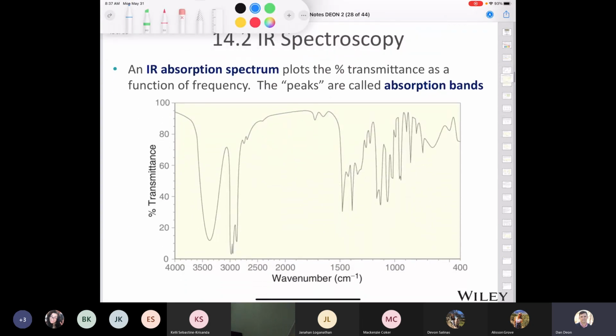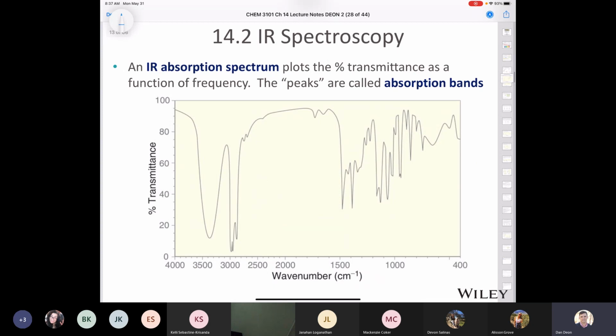But anyhow, let's get into the whole idea of what a spectrum looks like. So here's an infrared absorption spectrum. And if you're wondering, why do you call it an absorption spectrum? It's because certain bonds in that molecule are absorbing infrared light, aren't they? So what's the plot? The plot is percent transmittance, which means the amount of light that can get through, that is transmitted through, as a function of frequency. And the peaks are called absorption bands.